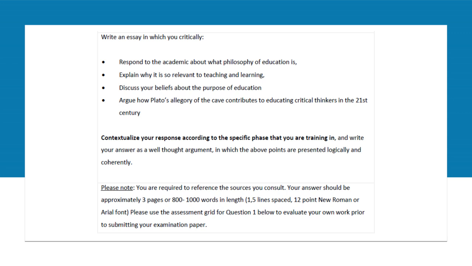The next one, explain why it is so relevant to teaching and learning. Why do we have to have philosophy of education in today's life? Third bullet, discuss your beliefs about the purposes of education. Now, this is your beliefs.